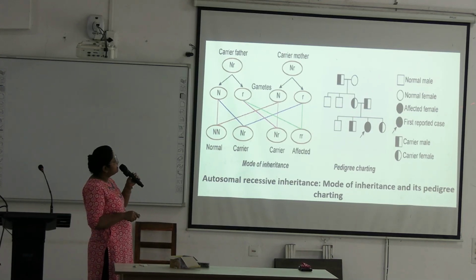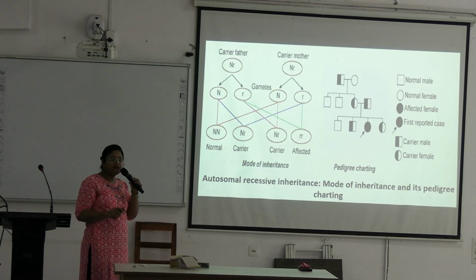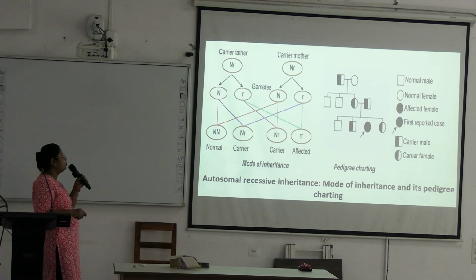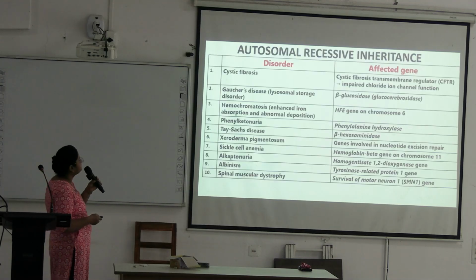If this female child mates with another carrier male, there will be an affected child. One child is affected, two children are carriers, and another is a normal child. Okay. So that is the mode of inheritance in autosomal recessive disorder.